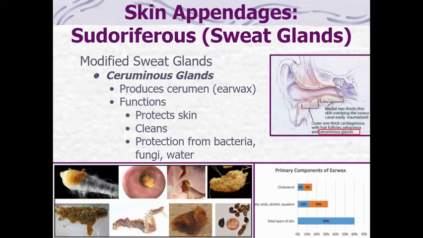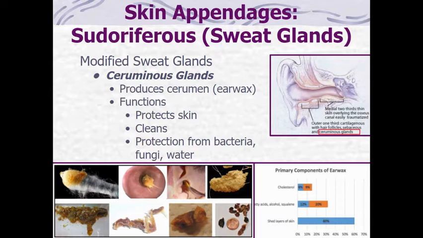We do have two types of unique or modified sweat glands. So these develop from the same tissue that all the other sweat glands do, but then they go through some modifications. So one are the ceruminiferous or the ceruminous glands. The ceruminous glands produce earwax or cerumen.